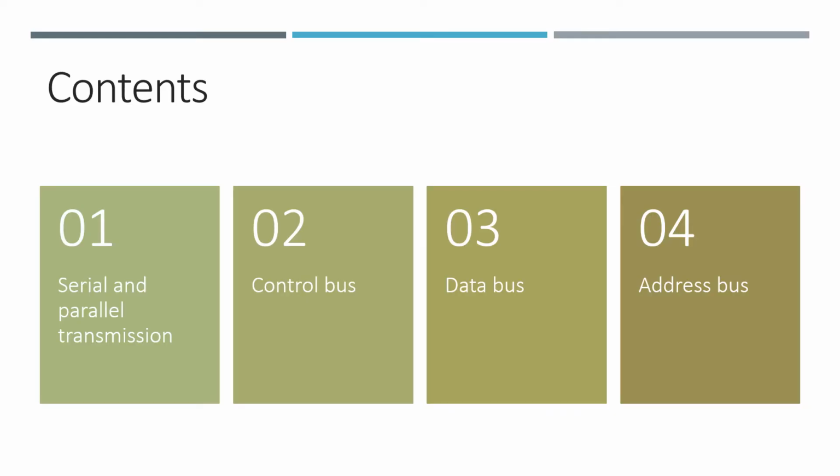In this lesson we'll look at the difference between serial and parallel transmission, and we'll see the work of the control bus, the data bus and the address bus.